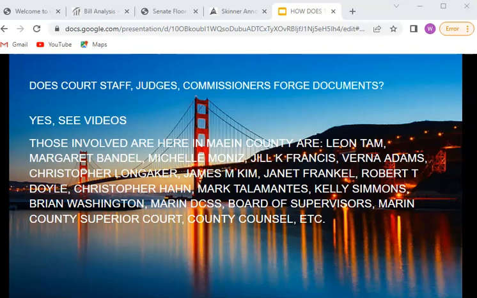Board of Supervisors, this funding comes through the county. They're not paying taxes on this money. They're falsifying documents, keeping different account ledgers, accounting fraud, not processing payments, laundering the money to general funds in the county, Marin County Superior Court, County Counsel, etc.